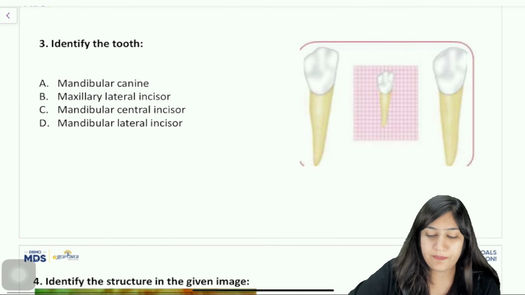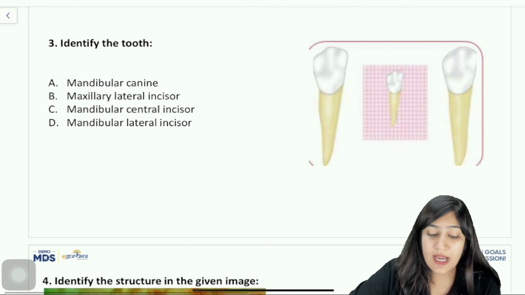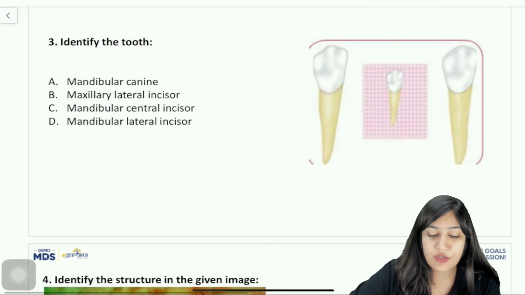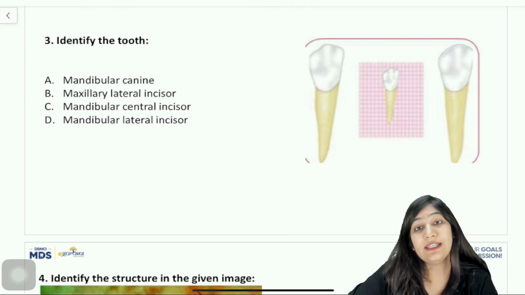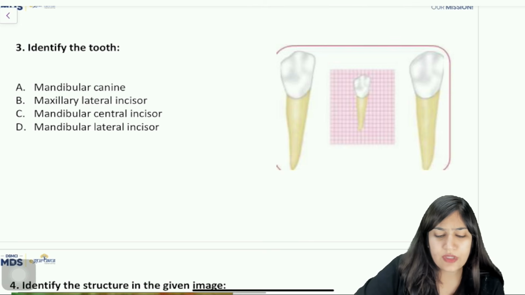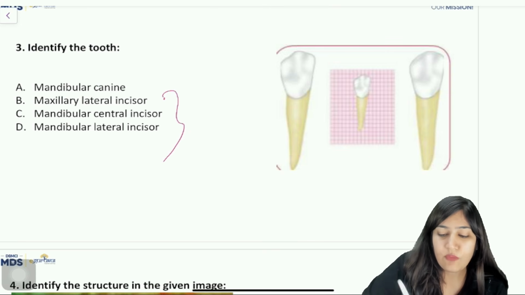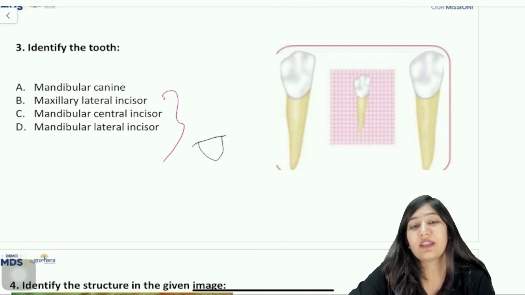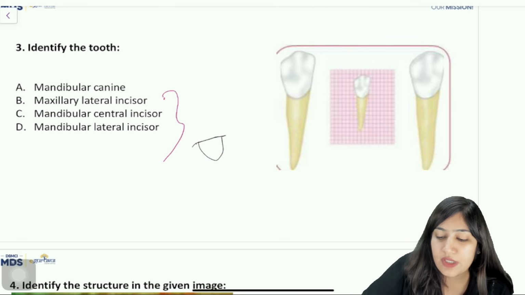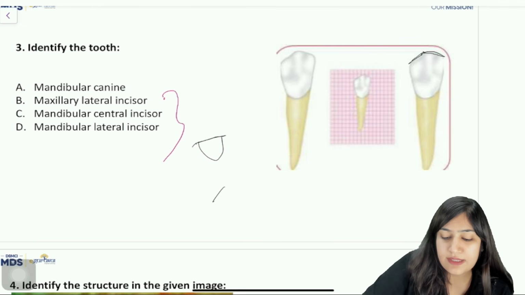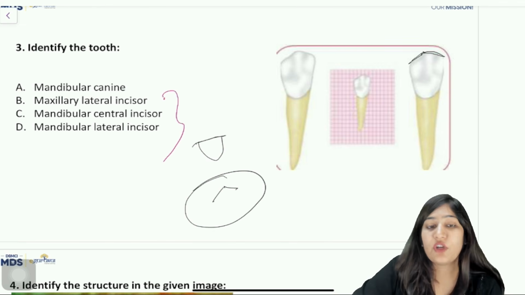Identify the tooth. Is it mandibular canine, maxillary lateral incisor, mandibular central incisor, or maxillary lateral incisor? So the rest of them are incisors, and for incisors we have a straight incisal ridge. Here we cannot see a ridge, we can see slopes present, mesial slope and distal slope. So definitely this is a canine.